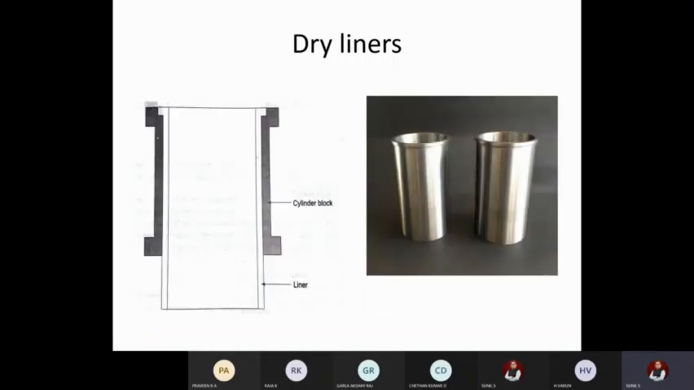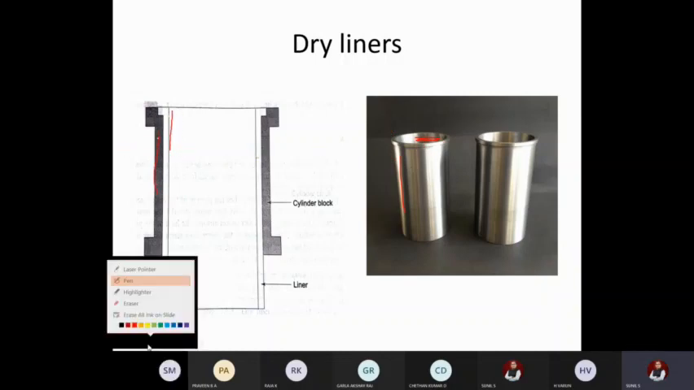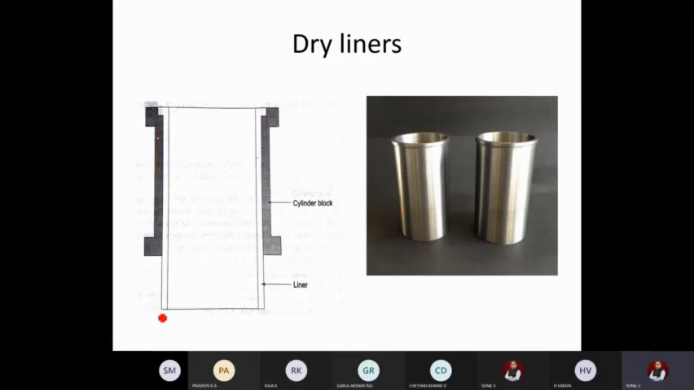Okay. So you can see here, this outside surface comes in direct contact with the cylinder. The inside surface comes in direct contact with the piston. So both the surfaces have to be machined accurately. Okay, I hope you understood what is the function of liners now.